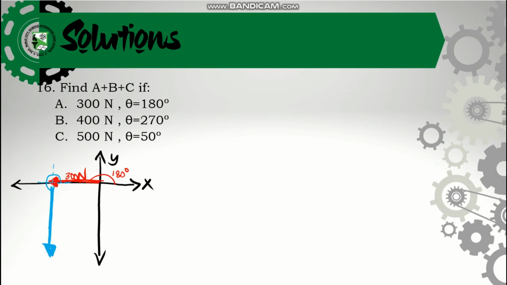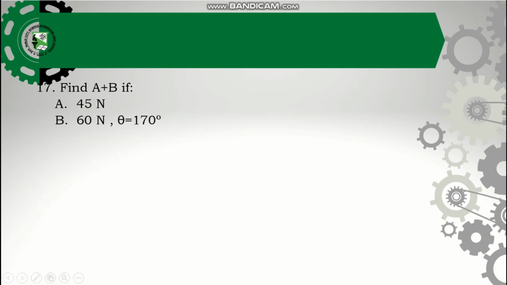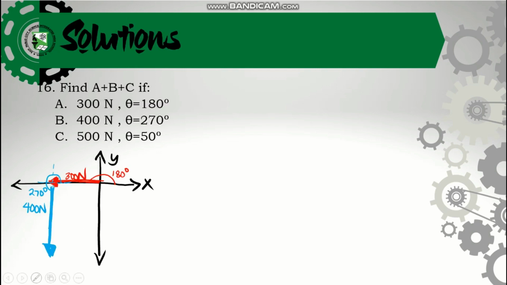And then, the vector k, which is 500 Newton, same lang din, dun sa dulo ng 400 Newton, you're going to make an x and y axis, and then locate the 50 degree. Then makikita nyo na siya ay diagonal towards the origin.